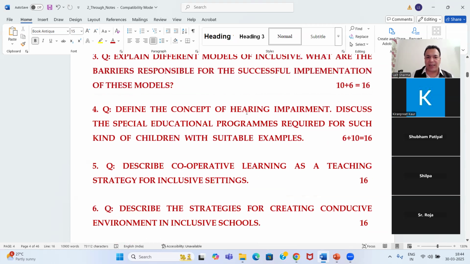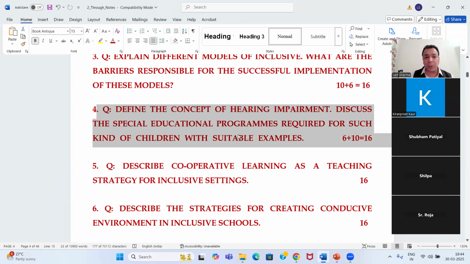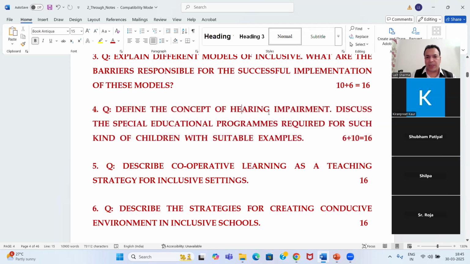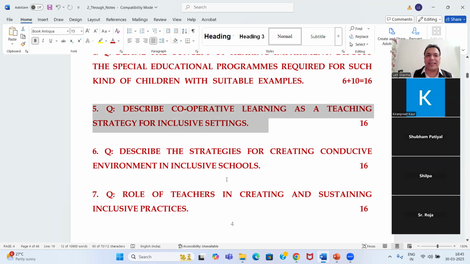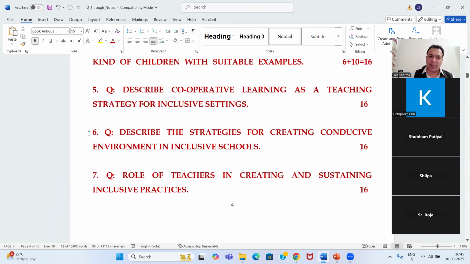Fourth is define the concept of hearing impairment. Discuss the special education program required for such kind of children with suitable example. These questions always come. Sometimes here it comes visual impairment. Fifth question, we will discuss cooperative learning as a teaching strategy for inclusive setting. Sixth question, we'll discuss the strategy for creating a conducive environment in inclusive school.